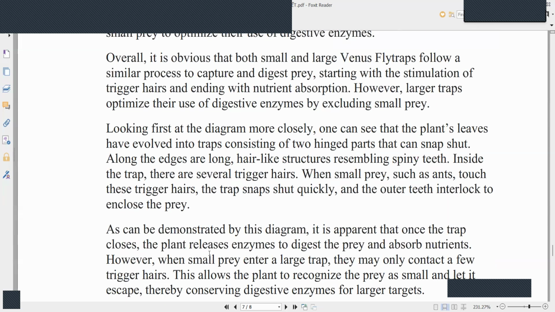Looking first at the diagram more closely, one can see that the plant's leaves have evolved into traps consisting of two hinge parts that can snap shut. Along the edge are long hair-like structures resembling spiny teeth. Inside the trap, there are several trigger hairs. When small prey, such as ants, touch these trigger hairs, the trap snaps shut quickly, and the outer teeth interlock to enclose the prey.